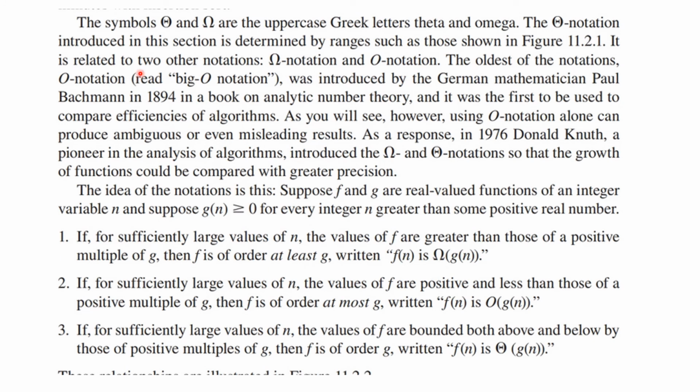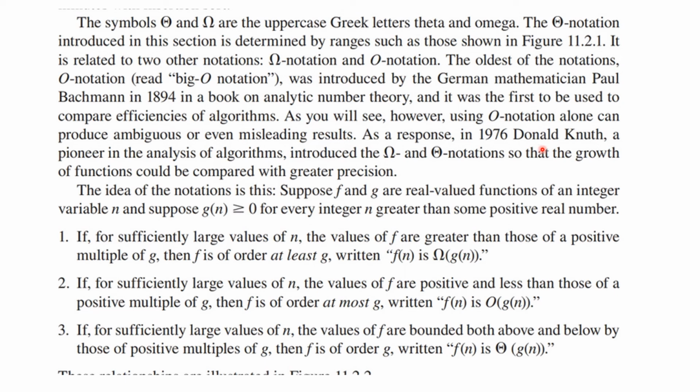Now, the reason I talked a little bit about him is that we're going to generalize the notation that we talk about in our book just a little bit. The symbols capital Theta and capital Omega are upper-case Greek letters theta and omega, and these determine ranges of things, and we'll talk more about this. Now, these are related to older notation called the Big O notation, that was introduced in a book on number theory and was first used to compare the efficiency of algorithms. But later, in fact, we'll look at examples where the Big O notation alone can produce ambiguous or even misleading results.